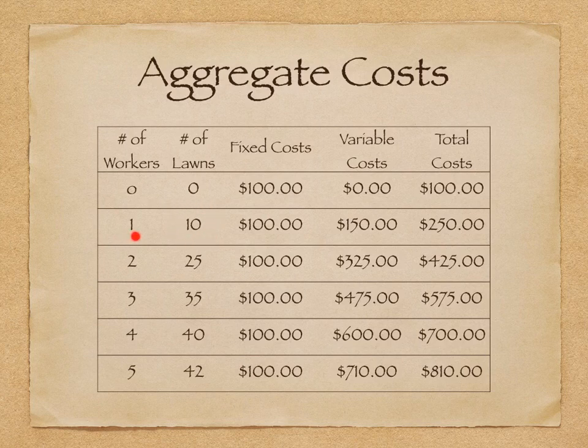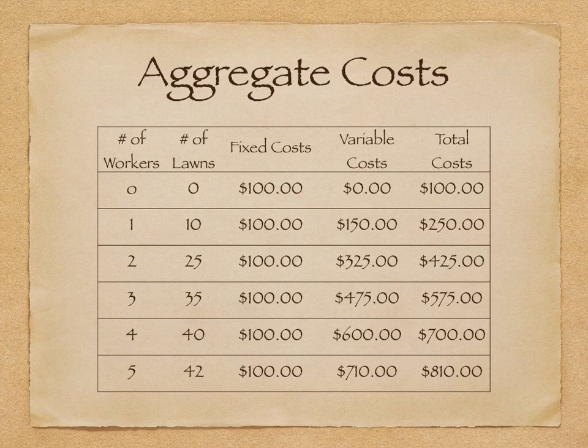So that when we have one worker mowing 10 lawns, we have to pay that one worker $100. 10 lawns at $5 a piece is $50, so 100 plus 50 is $150 in variable costs. When we have two workers, we've got to pay $200 in wages, plus 25 times 5 is 125, meaning $325 in variable costs.